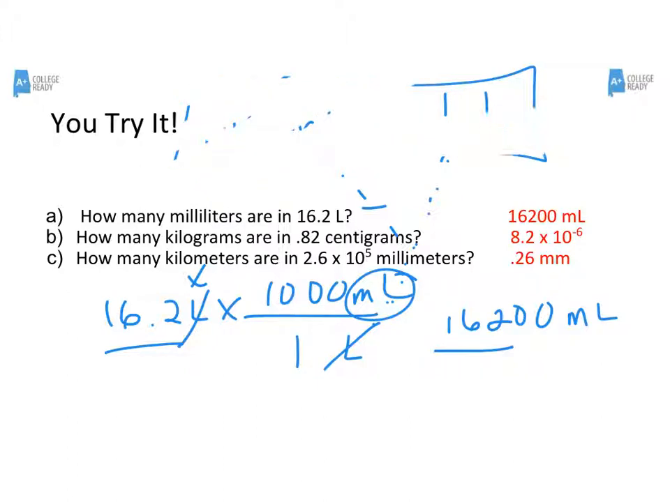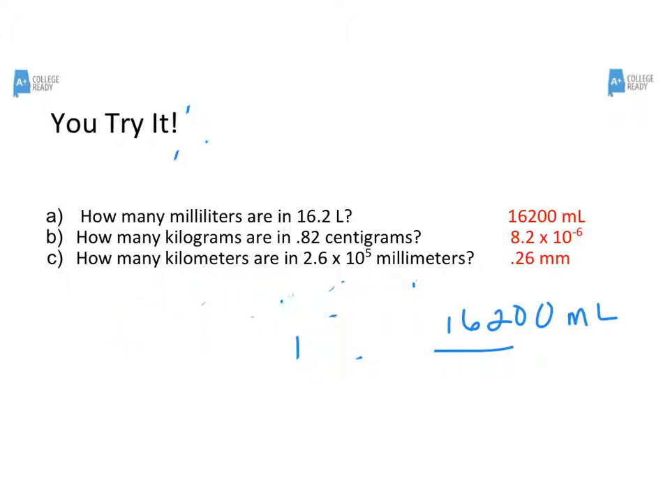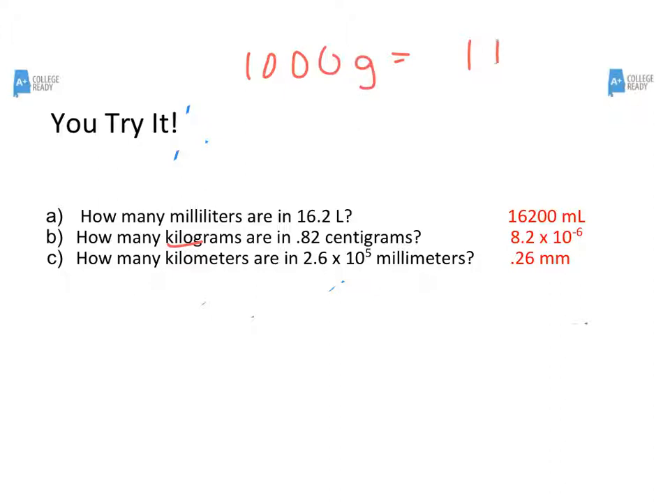So let's try the next one. Get rid of all our little lines. How many kilograms are in 0.82 centigrams? So this doesn't have a direct equivalence. We're going to have to go through the base unit. So kilo means 1,000. So it's going to be 1,000 to 1. Kilograms are larger than grams, so there must be 1,000 grams, the smaller unit, in 1 kilogram.